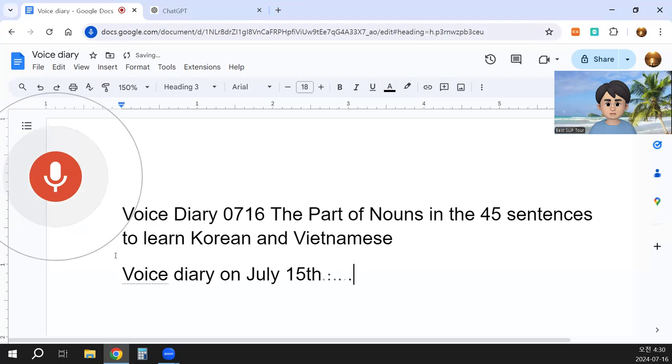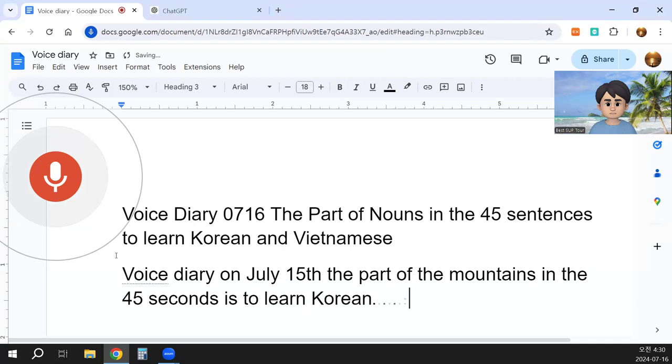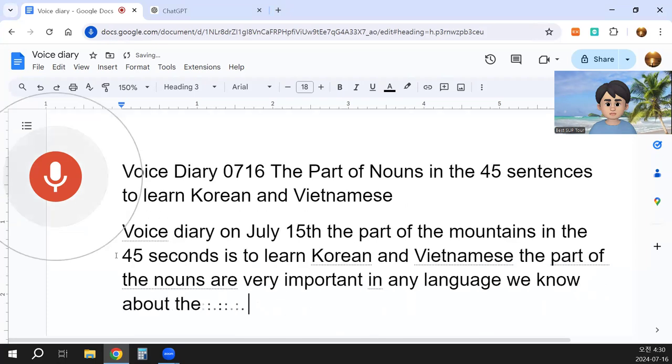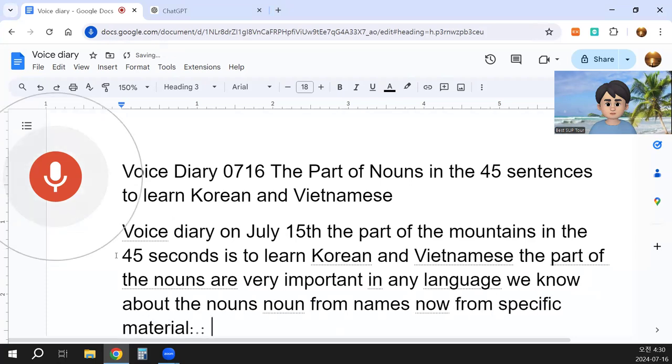The part of nouns in the 45 sentences to learn Korean and Vietnamese. The part of nouns is very important in any language. We know about nouns: nouns from names, nouns from specific materials or goods.